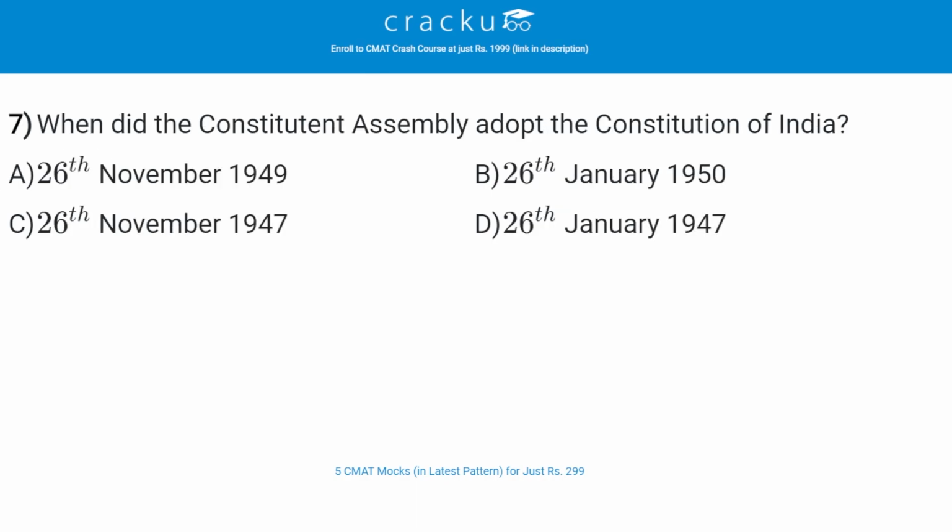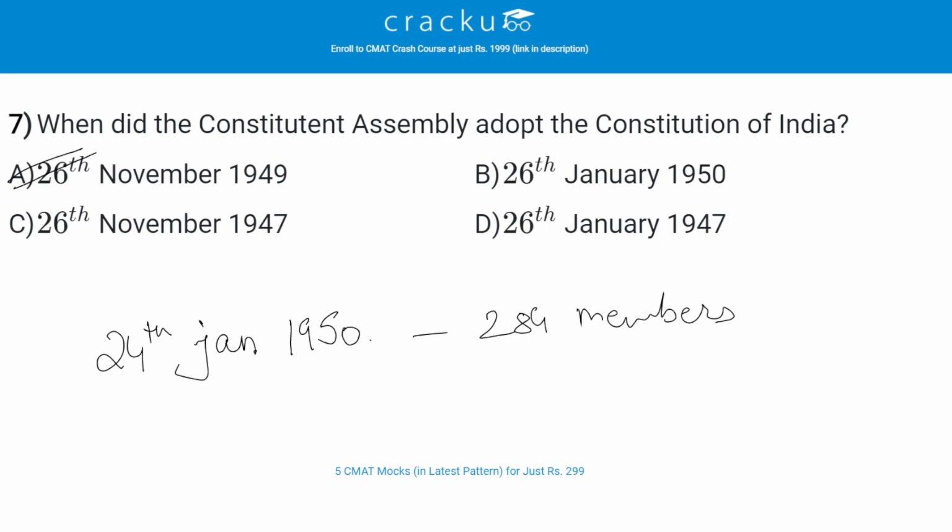Let's check the next question. When did Constituent Assembly adopt the Constitution of India? The correct answer is A, 26th November 1949. So, the Constitution of India was adopted on 26th November 1949 and it was signed by honorable members on 24th January 1950, and there are a total of 284 members who signed this.